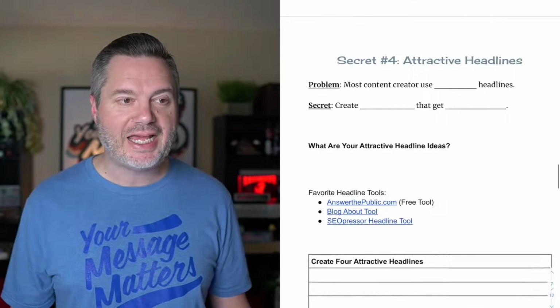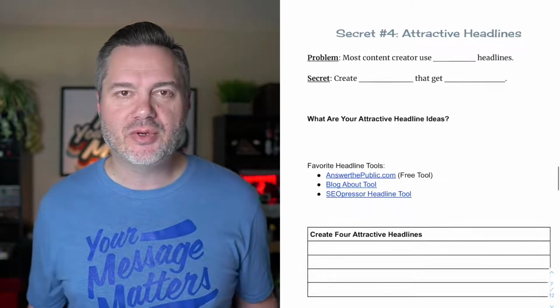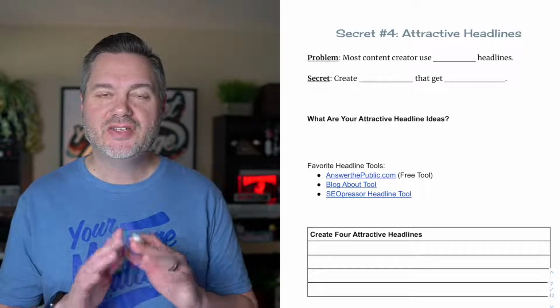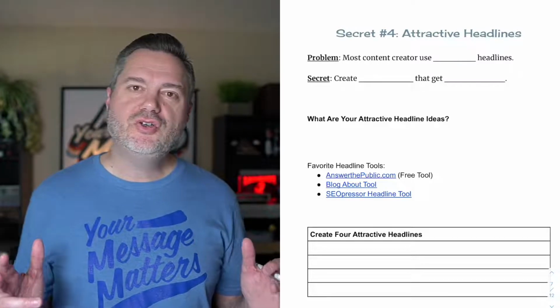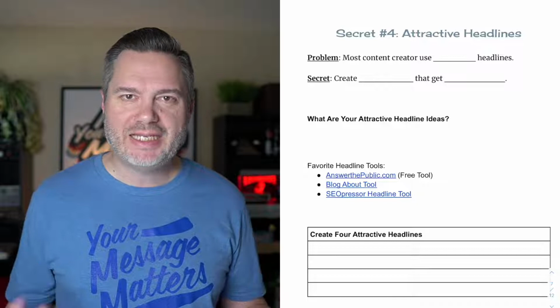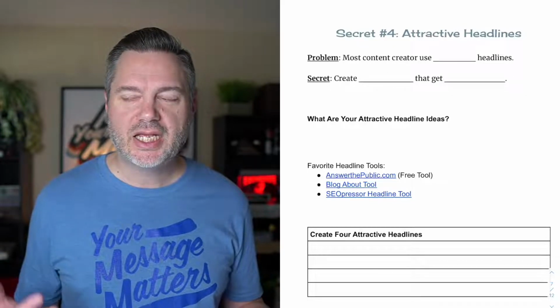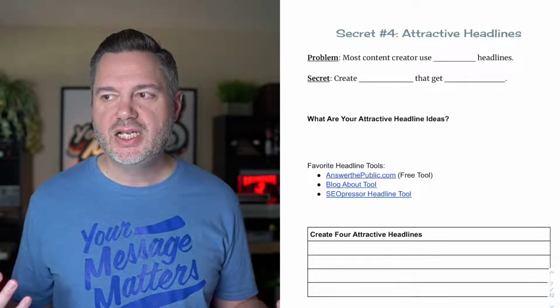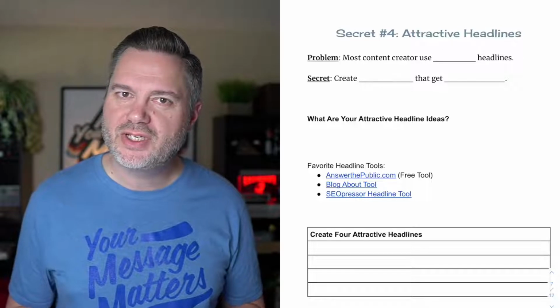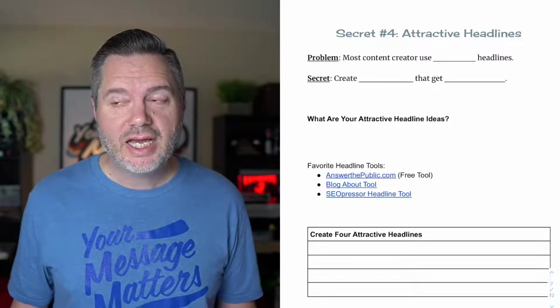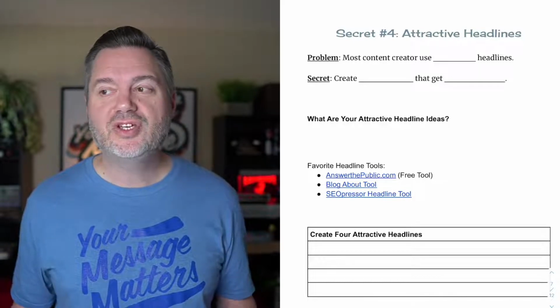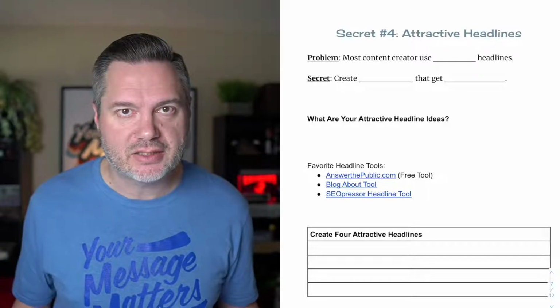All right, today we're going to get into secret number 4, and this is attractive headlines. Not only do you need to come up with the ideas so that you can rank and people see your stuff, but there's one important piece we often forget about, and that important piece is clicks. And how do you get clicks? Well, you've got to have an attractive headline.